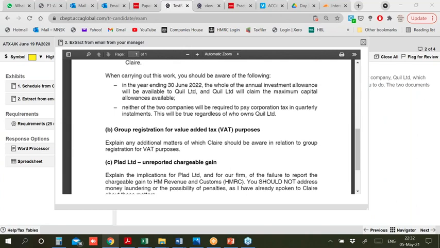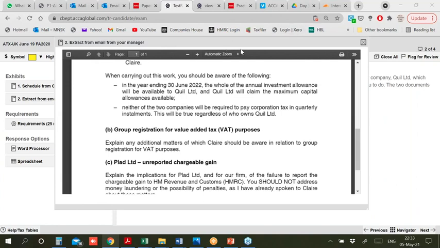Whenever there is such a thing, the standard procedure is: I'll try to convince the client to do the right thing. If they do not agree, I'll tell them that it can result in fines and penalties and it is a criminal offense. If they still don't agree, I'll stop acting for them and I'll inform HMRC, but I will not tell the reason. That's it. By stating these, you can easily score 5 marks.